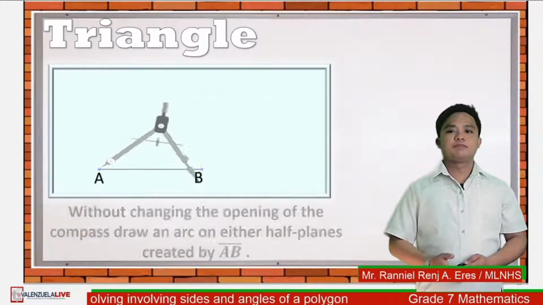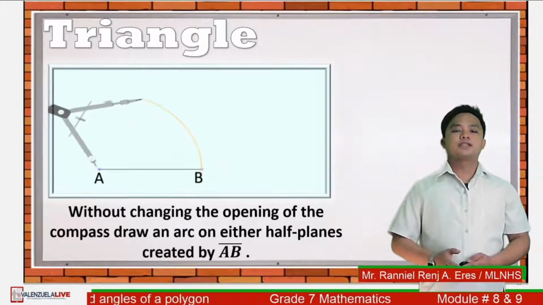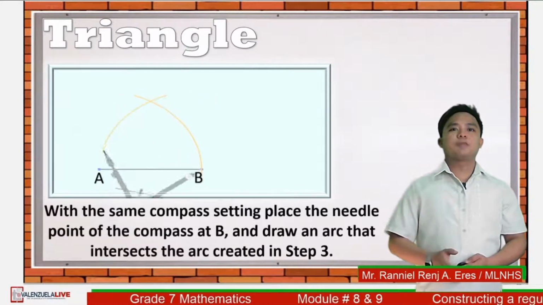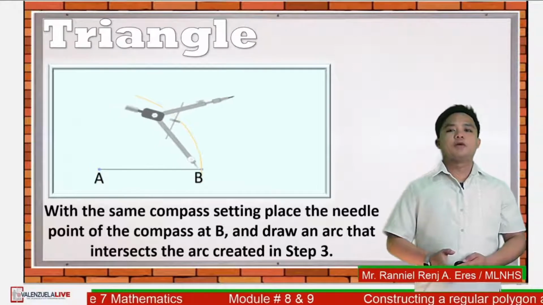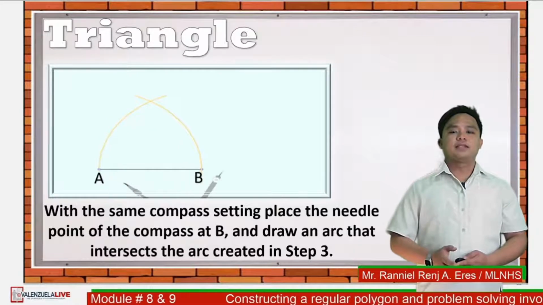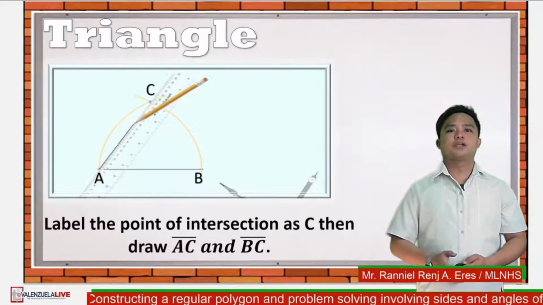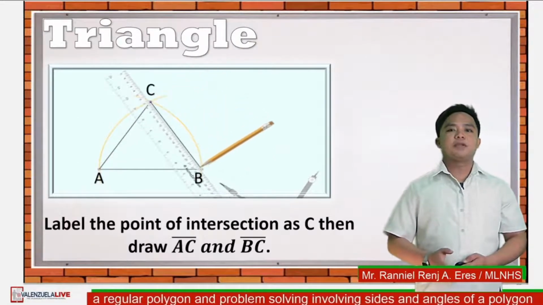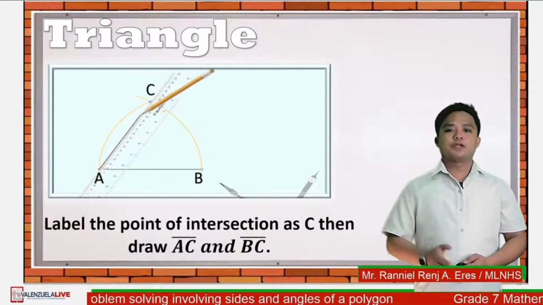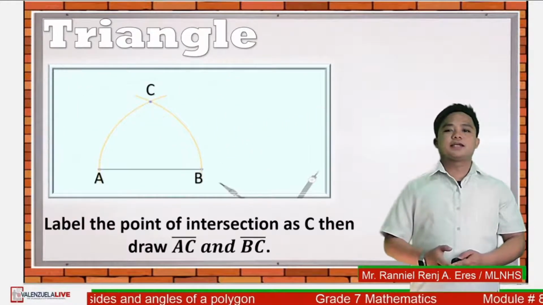For our third step, without changing the opening of the compass, draw an arc on either half planes created by line segment AB. With the same compass setting, place the needle point of the compass at B and draw an arc that intersects the arc created in step 3. And label the point of intersection as C. Then draw line segment AC and line segment BC. So the point where the two partial circles intersect is C.